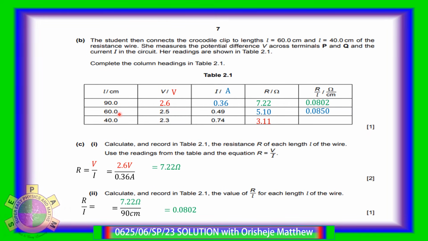So do the same thing here. 5.10 ohm divided by 60. Then 3.11 ohm divided by 40. So this is your value. So you have the resistance per unit length. Since it's the same wire, you're supposed to have the same value, but you can see that the value is just slightly different.